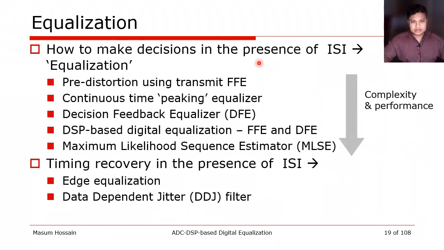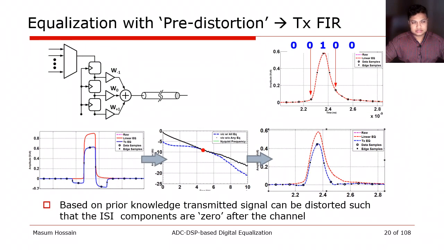Now that we have understood the impact of ISI, let's find ways to mitigate it. These techniques are collectively known as equalization, which can improve both voltage margin and timing margin. Let's start with the simplest one, known as pre-distortion. Given we have already seen what happens when we send a narrow pulse, it spreads out at the receiver side and creates a positive residue before and after.